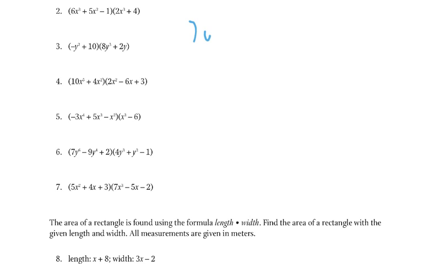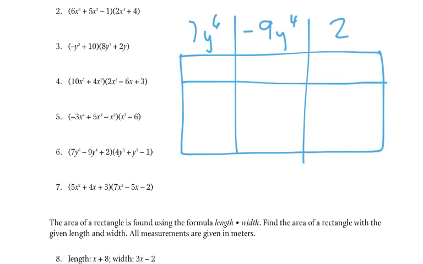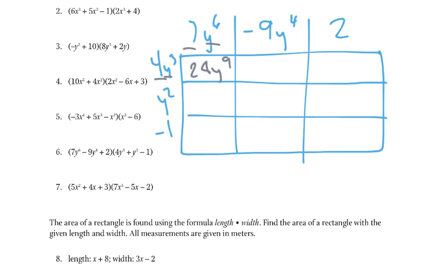Okay, but we do it the same way. There's 6 up top. Or I should say 3, so 3 columns worth. But there's also going to be 3 rows, aren't there? Because we've got 4y cubed, y squared, negative 1. Alright, so then we start multiplying. 7 times 4, 28, y to the 6th, y to the 3rd, y to the 9th.